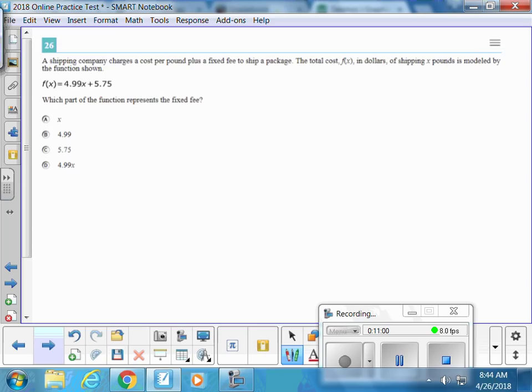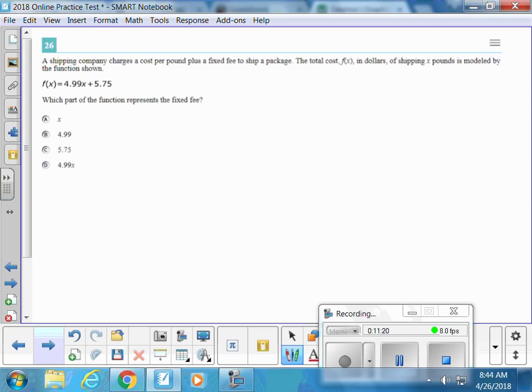All right, this is something in slope intercept form, y equals mx plus b. So 4.99 would be my slope, and 5.75 would be my y-intercept. Now let's read the situation. A shipping company is charging a cost per pound. That'd be the $4.99. This is the total cost of shipping x pounds modeled by this function.